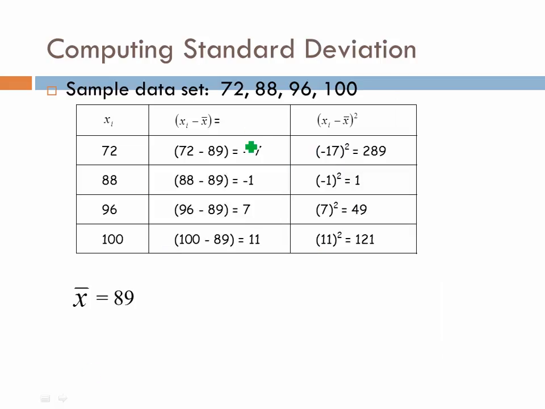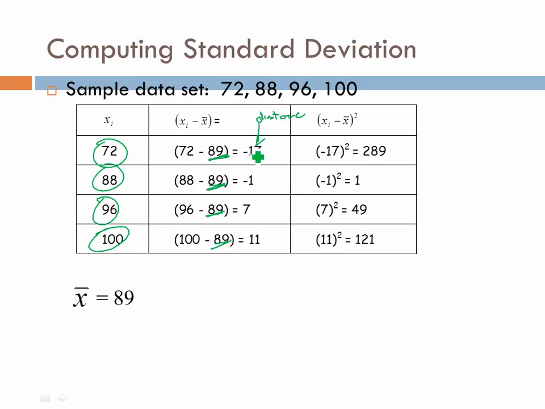Well, here's what they do. It's essentially you take all of your data points, you subtract them from the mean, 89, to find the distance. Now, the distance can be negative or positive in this case, because if you take 72, subtract it from 89, you got a distance of negative 17.